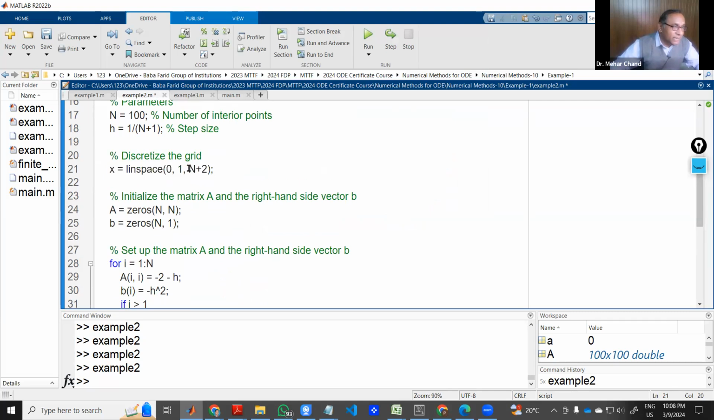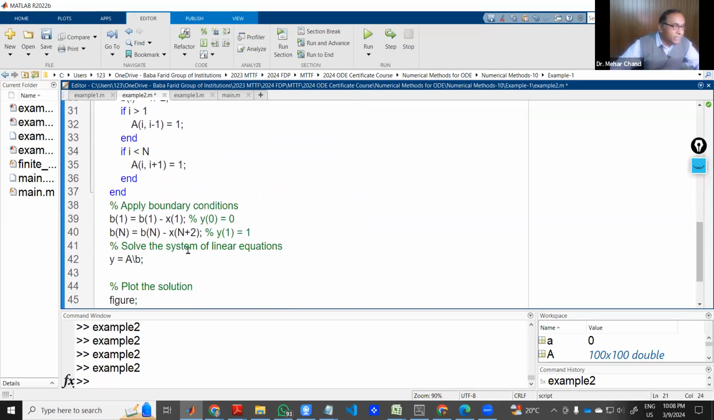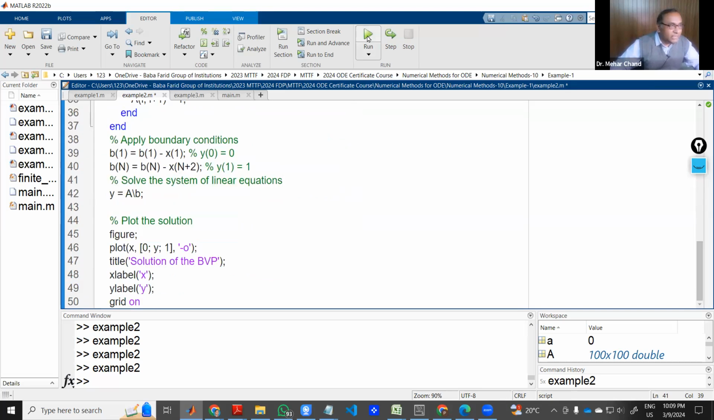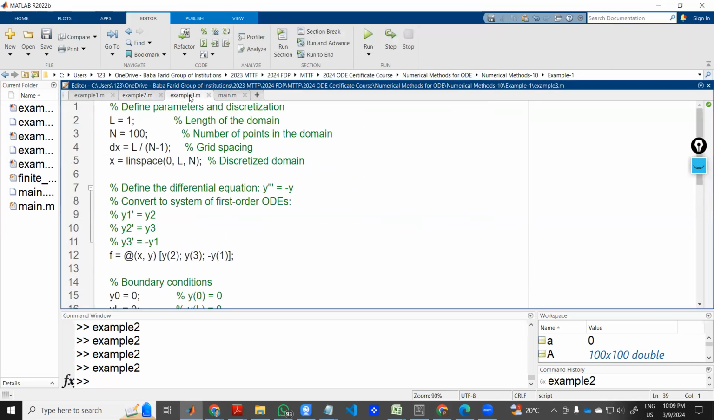For the last value, the index is n plus 2, and for B we have n. So this equation we are reducing in this way. Very critical sometimes, and the other things are the same. I think it is clear.